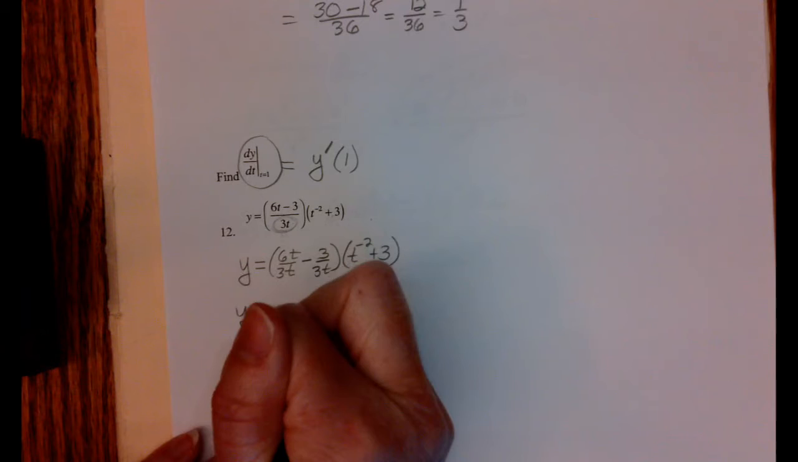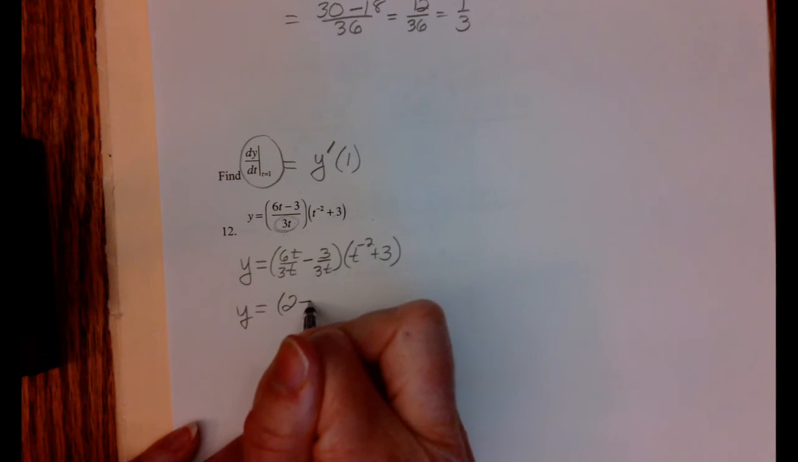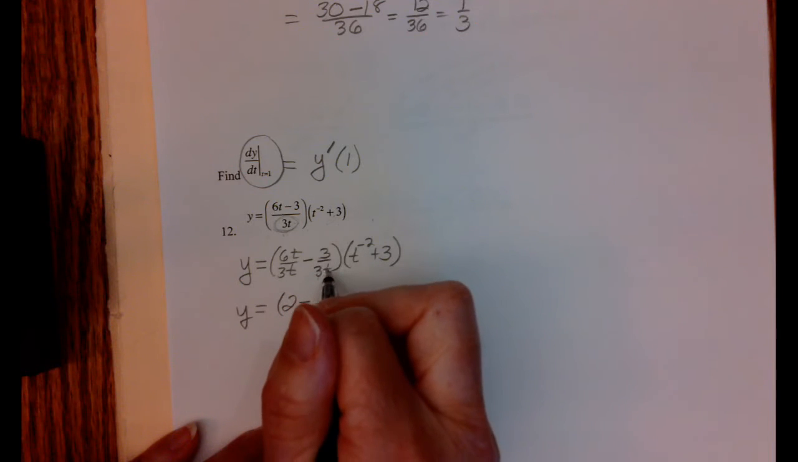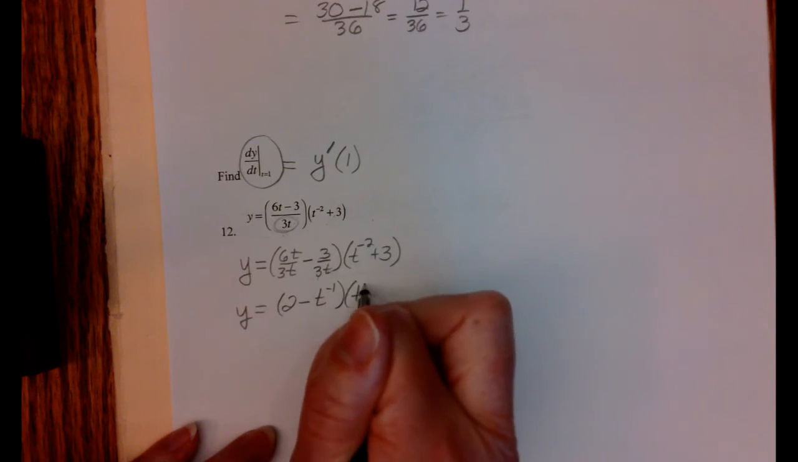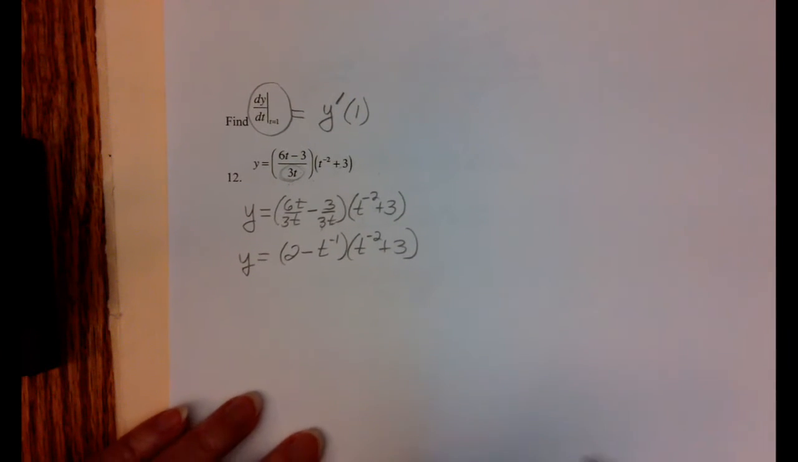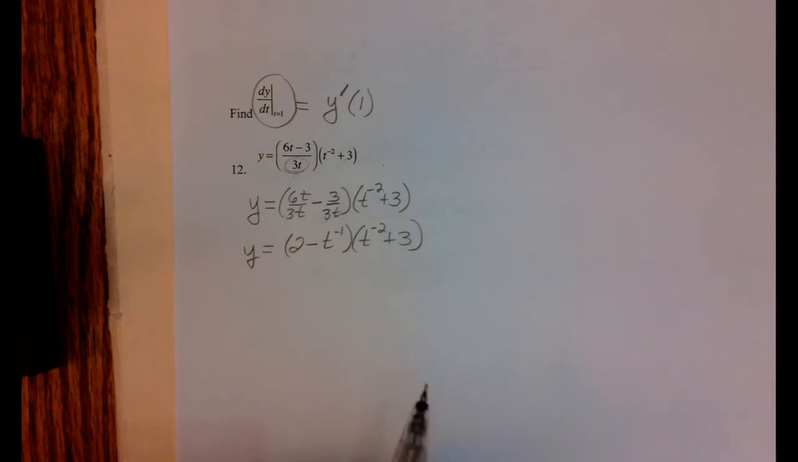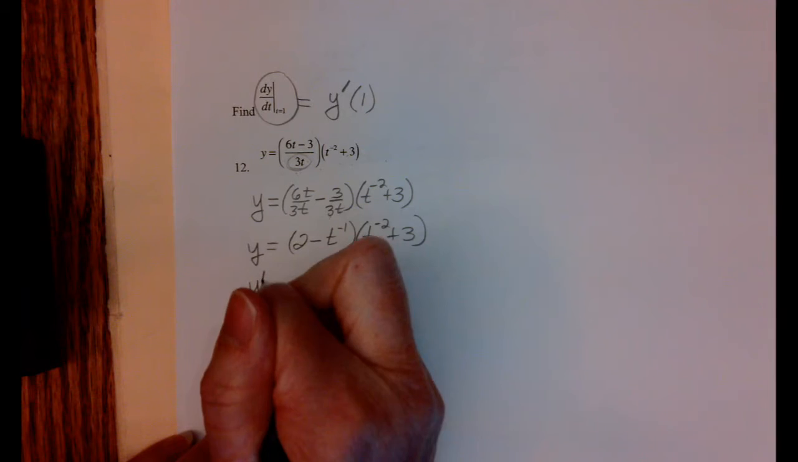This one reduces down to 2 minus, and then the 3's cancel, the t is left here, so that's really a t to the negative 1 times t to the negative 2 plus 3. And again, you have choices. You can multiply these together and then take its derivative and evaluate it at 1. I am going to apply the product rule because we're practicing with the product rule.